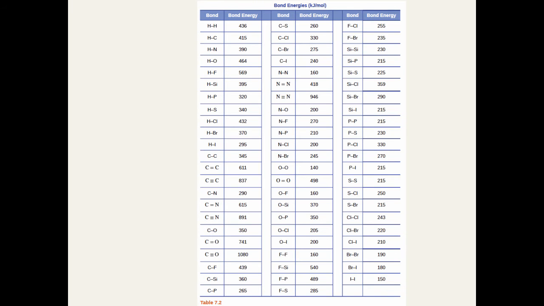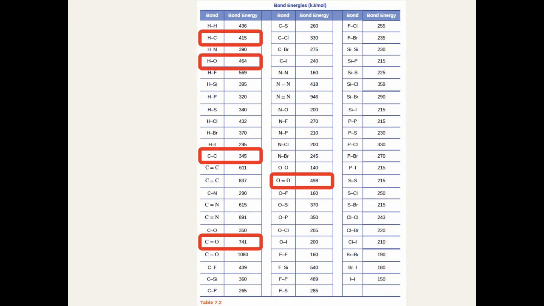Now, of course, we get these numbers from an appropriate table of bond energies. There's carbon-carbon, 345 kilojoules per mole to break the carbon-carbon single bond. Carbon-hydrogen, 415 kilojoules per mole to break 1 mole of those bonds. Oxygen-oxygen double bond, 498 kilojoules per mole. Carbon-oxygen double bond, 741 kilojoules per mole. And oxygen-hydrogen single bond, 464 kilojoules per mole. So those are our values.